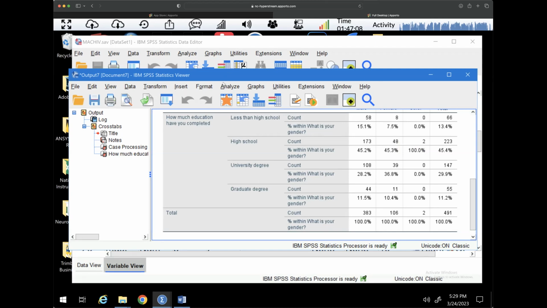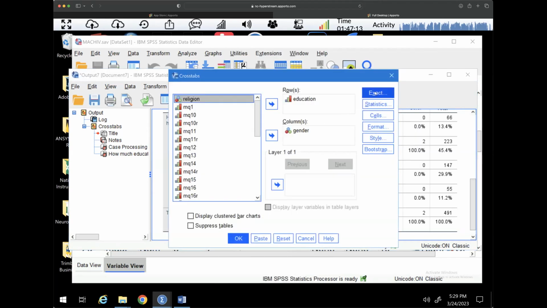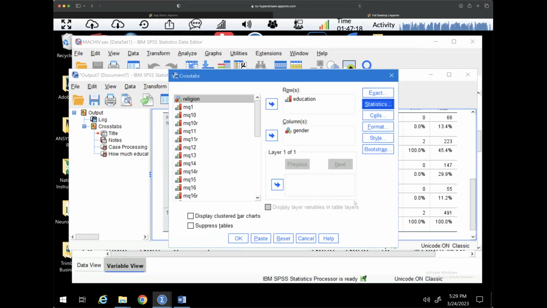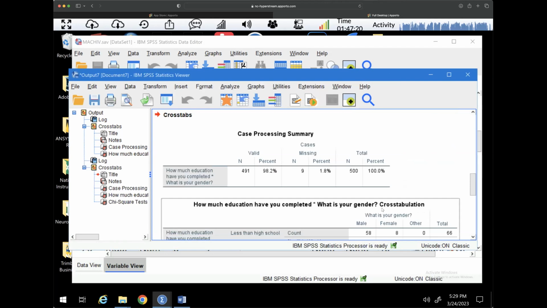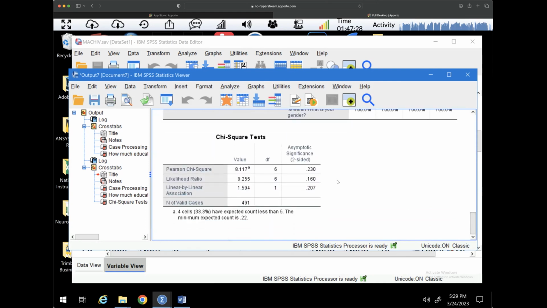I'm going to go back to Analyze, Descriptive Statistics, Crosstabs, and I'm going to go to my Statistics and I'm going to calculate a chi-square. Continue. And okay. So here I have the same information, but now I have a chi-square test. And you can see that I'm looking at a Pearson chi-square. I have an actual chi-square value here, my degrees of freedom. And then this is my significance. This is a 2-sided test, is 0.23.